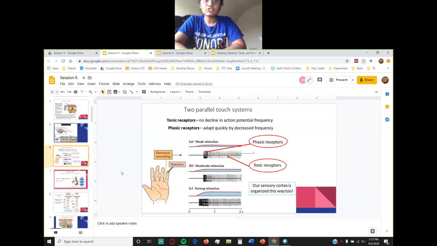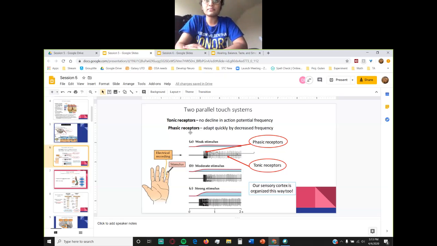So with touch systems, you have tonic receptors and phasic receptors for every sensation. So tonic receptors are receptors that will fire for as long as you are touching something. So this kind of pattern is an example of a tonic receptor. An example of that is that if I was touching my laptop, all the tonic receptors in my hand would continue to fire action potentials for as long as I'm touching the laptop. And that's how my brain knows that I'm touching it.